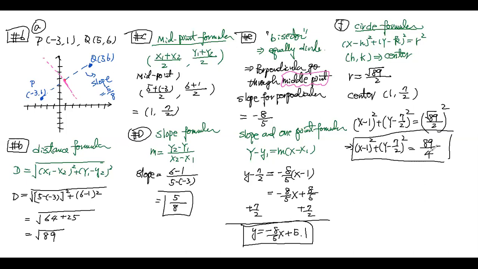So problem number 6 is a very good problem. We talked about so many formulas: the distance, the midpoint, slope, what a bisector is, finding the perpendicular slope, the one-point formula, and the circle formula. All right, so that's it. Because we already talked about the circle, let's continue to number 7.